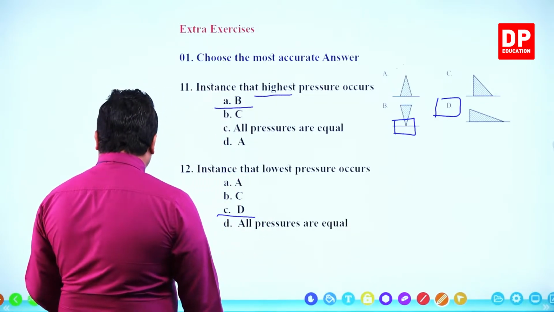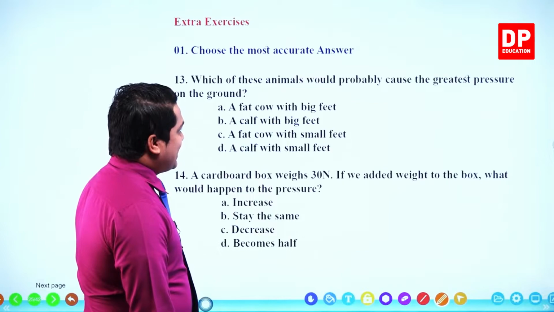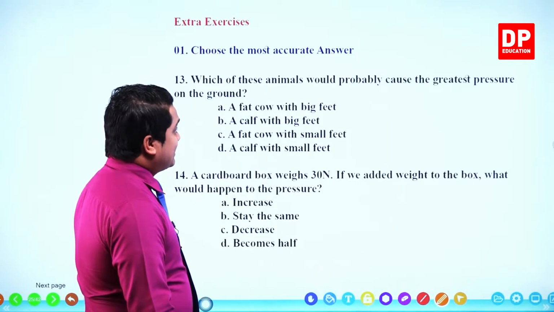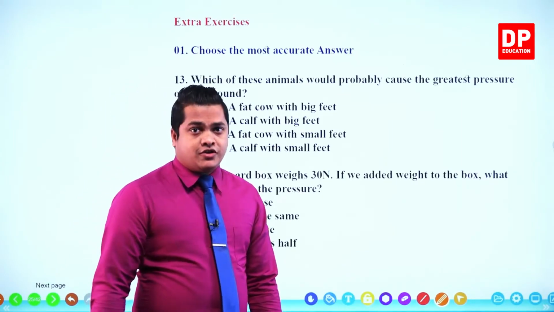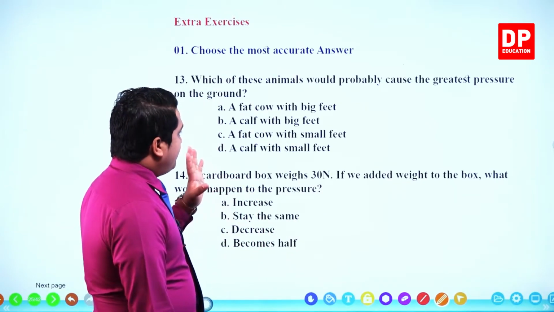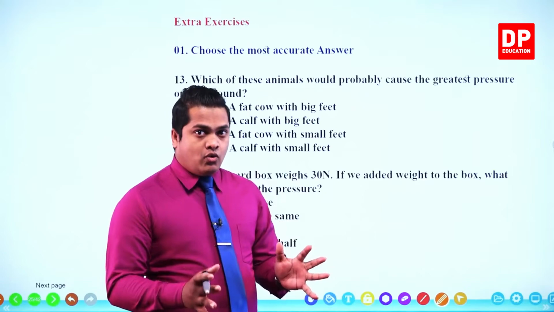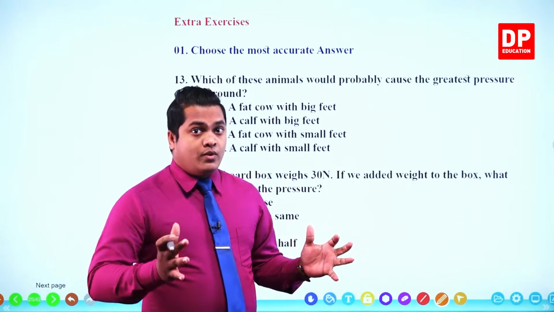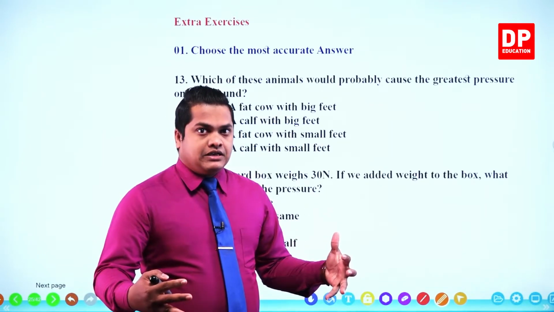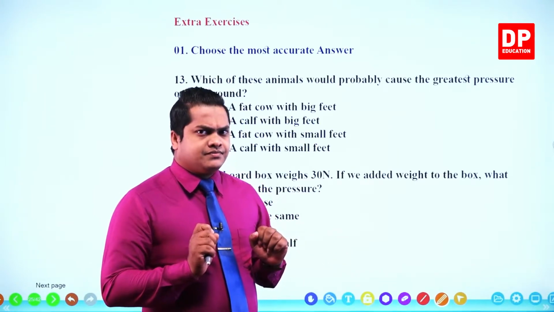Right. Then the next one. Which of these animals would probably cause the greatest pressure on the ground? That means the highest pressure. Which animal is going to cause the highest pressure? Number 1, fat cow with big feet. Cow is fat, exerting greater force. Big feet means broader surface area, so pressure is somewhat minimized. Let's go for the other one.